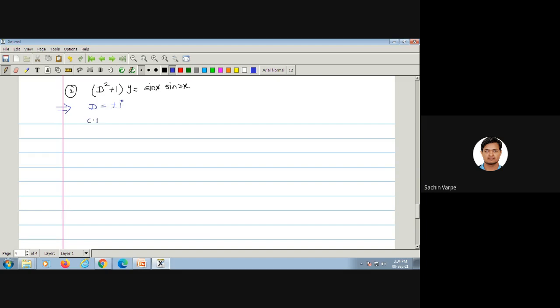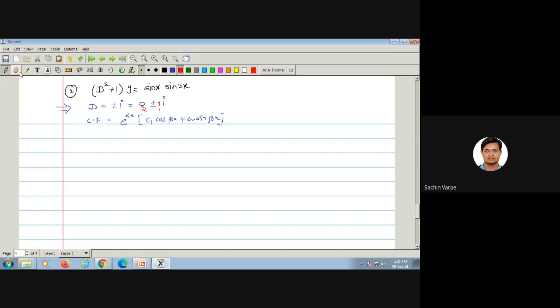Therefore, the complementary function is c1 cos x plus c2 sin x. Plus minus i means 0 plus minus i. So here alpha is 0 and beta is 1. As we have the formula for the complementary function, that is e to the power alpha x into c1 cos beta x plus c2 sin beta x, right? So alpha is 0 and beta is 1.